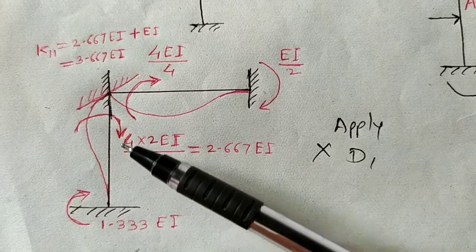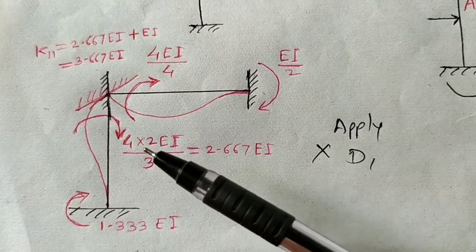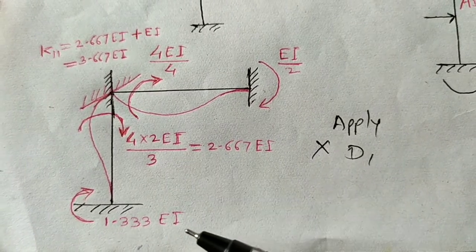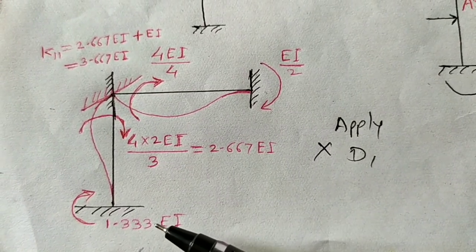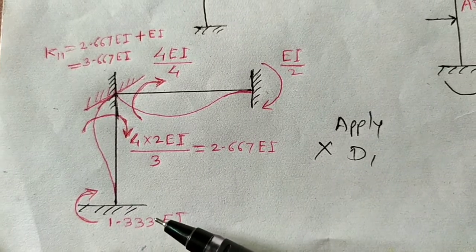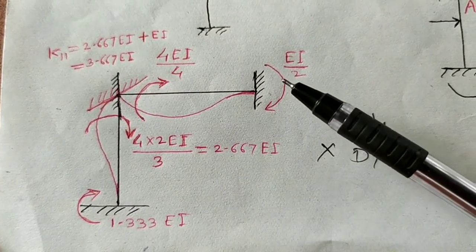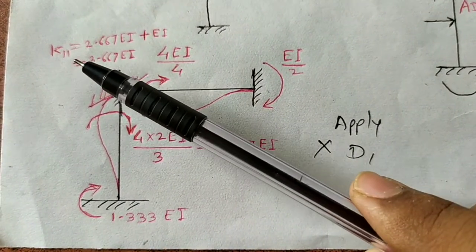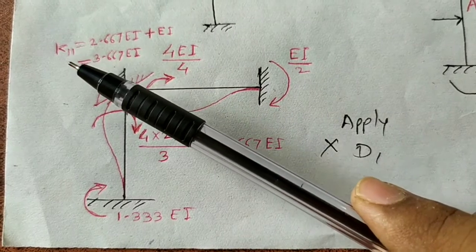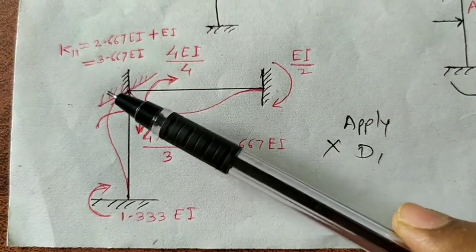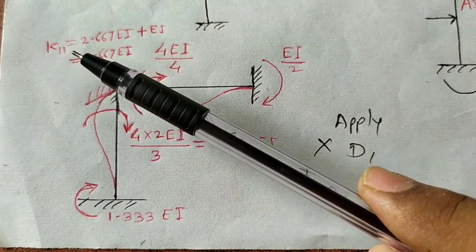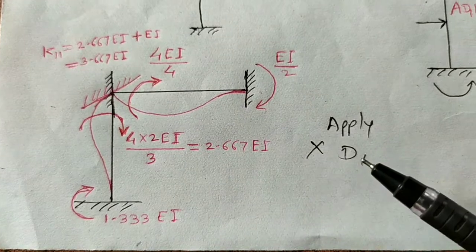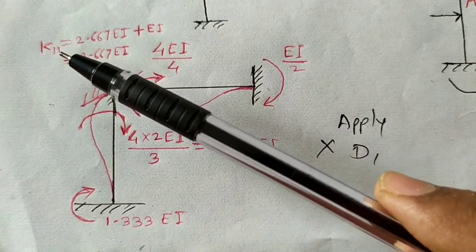Here EI of this column is 2EI. So we are getting this moment. Next, half of it will be transferred to the next joint, with the same sign. Next, here will be K11. The first subscript stands for the position, this is the first position, and the second subscript stands for because of. This diagram is drawn because of the application of D1. So this is K11.